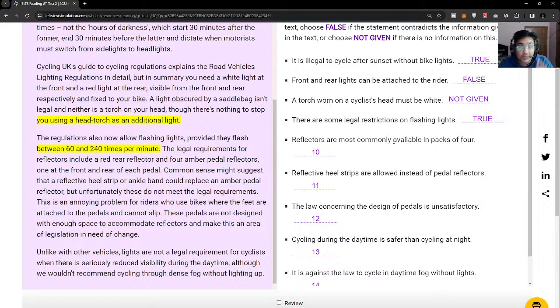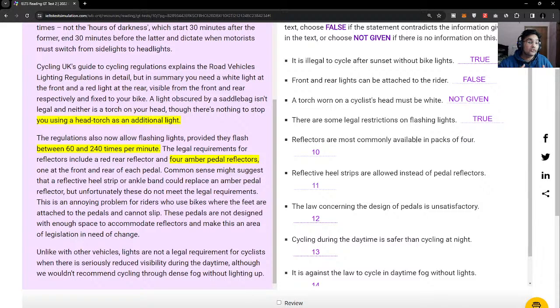Reflectors are most commonly available in packs of 4. The legal requirements for reflectors include a red rear reflector and 4 amber pedal reflectors, most commonly one at the front and rear of each pedal. I can't find information. Does it say anything that they are available in the pack of 4?